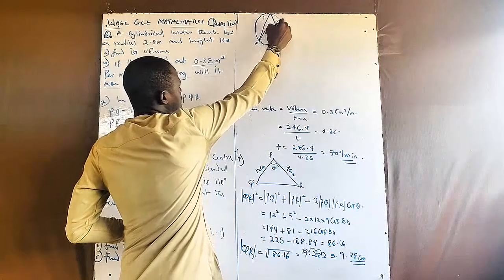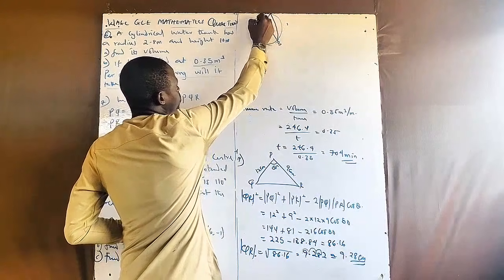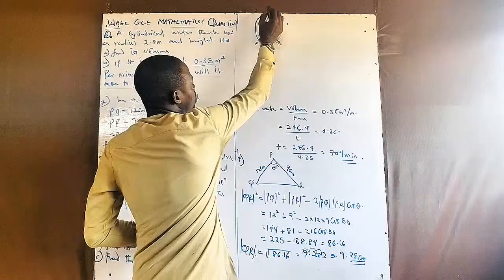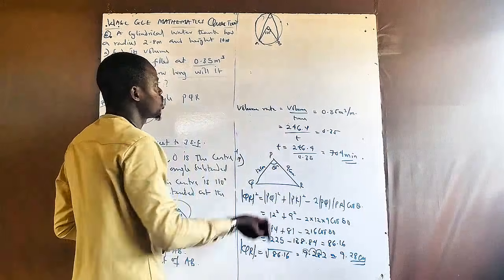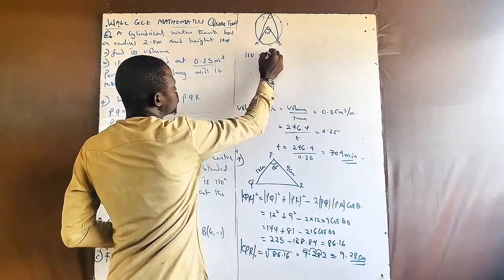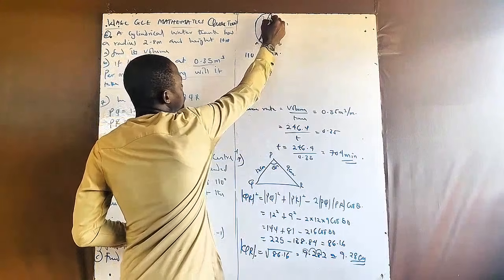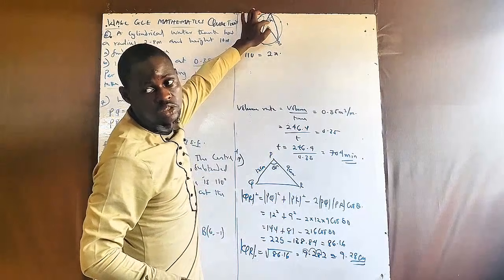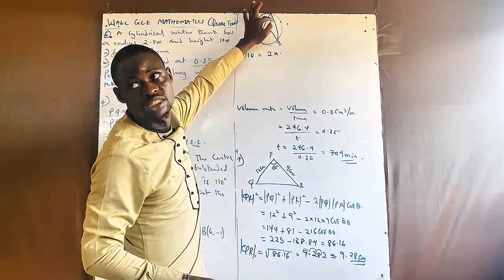So for any point along this circumference, the angle at the center of a circle is always 2 times the angle at any point on the circumference. So the angle at the center, which is 110, is always equal to 2 times any angle at the circumference. Let me say it is x, because they don't give us that angle. So let me assume the angle at the circumference is x.